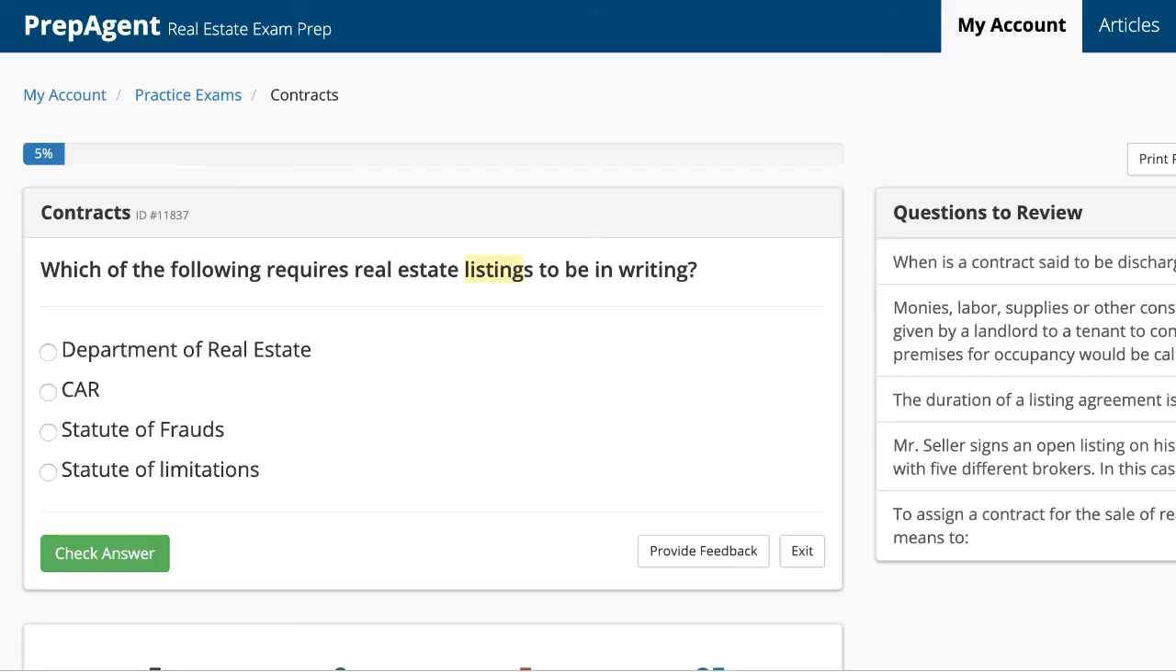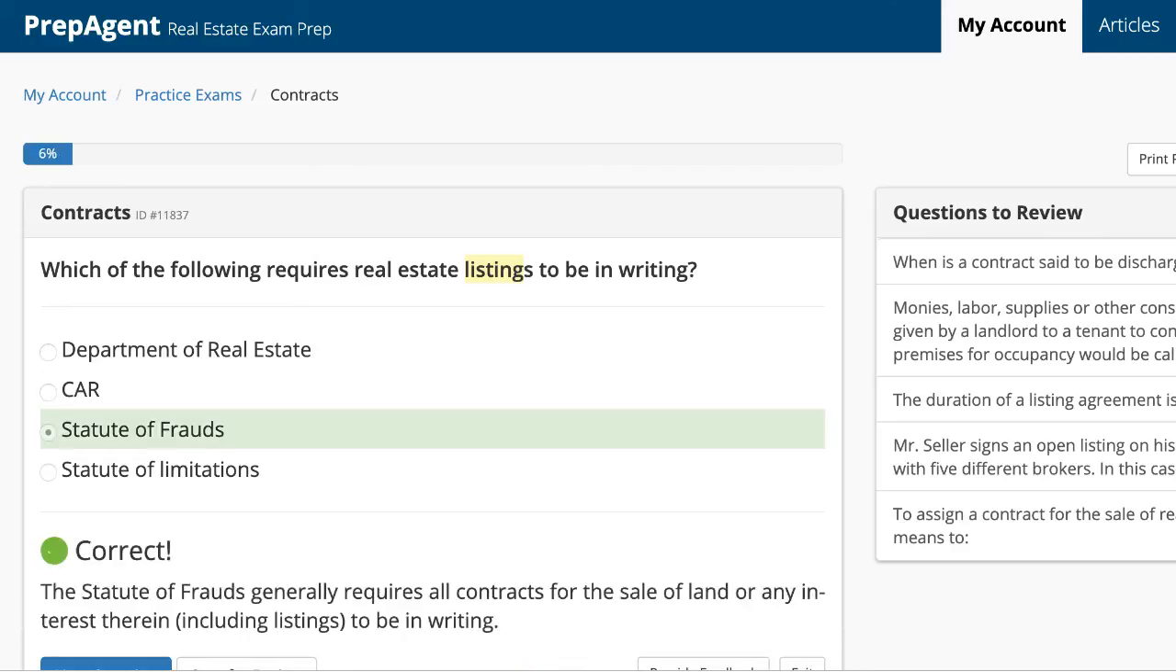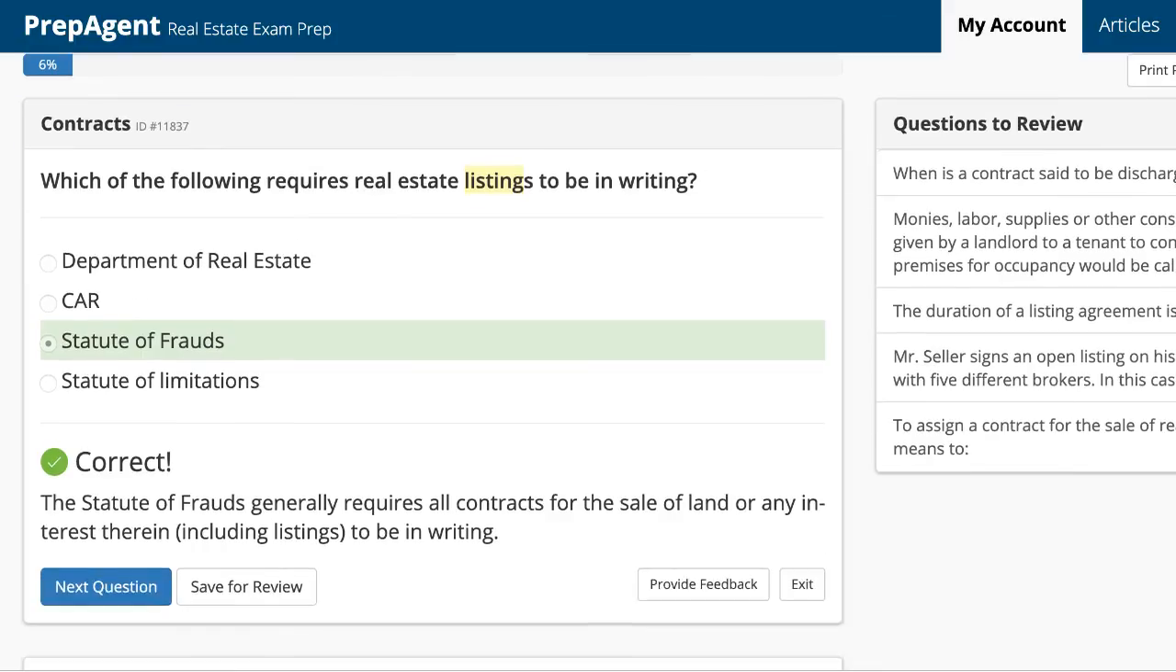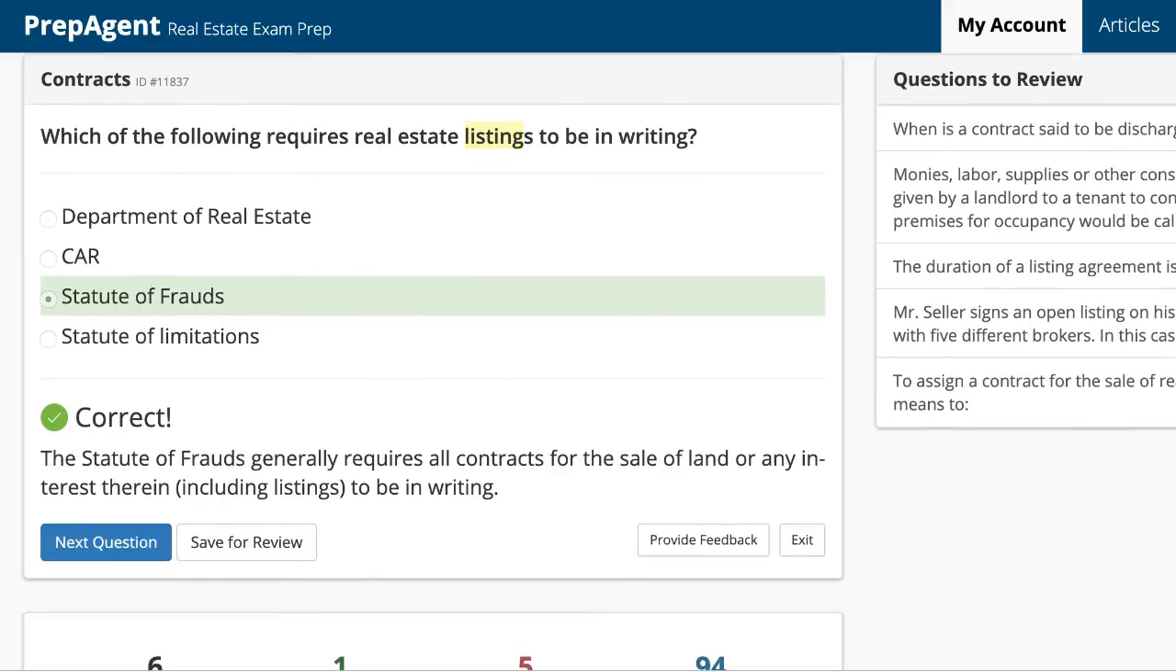Which of the following requires real estate listings to be in writing? A, Department of Real Estate. B, CAR. C, Statute of Frauds. Or D, Statute of Limitations. Statute of Frauds. And what are the Statute of Frauds, everybody? Everybody tell me, what are the Statute of Frauds? Statute of Frauds states what must be in writing. Statute of Limitations states the time limit.